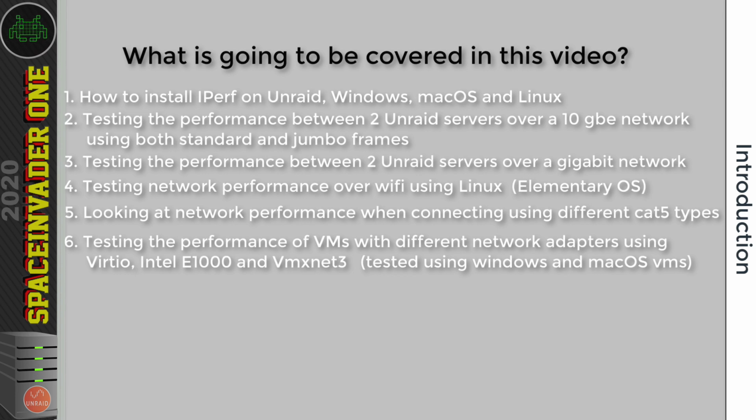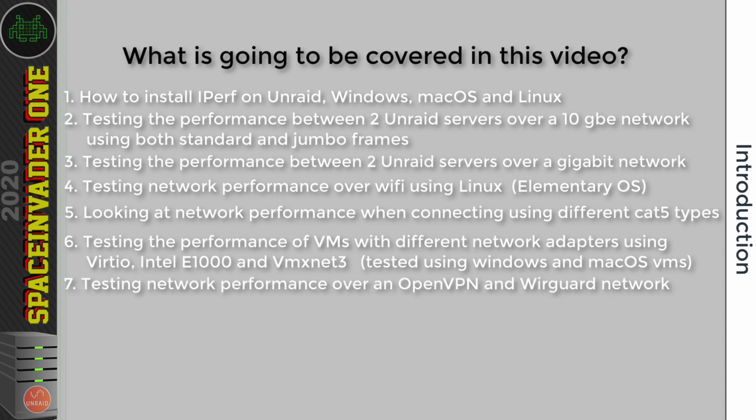That will be VirtIO, Virtual Intel and VMXNet 3. Then finally, we're going to finish off by testing the network performance over OpenVPN and WireGuard networks.